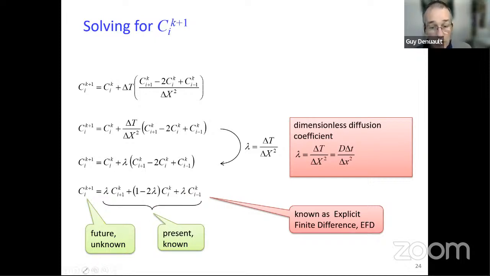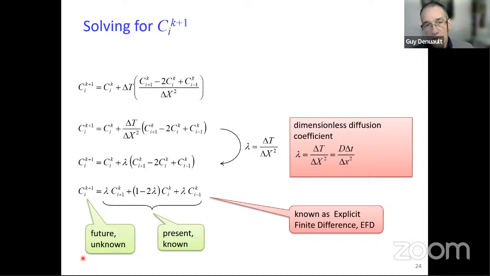Now, there are other numerical schemes which do not have that constraint. So, for example, there is a scheme called the Crank-Nicolson scheme, which is much more complicated to implement, but much more efficient, and in particular allows you to not have the constraint on the value of lambda.